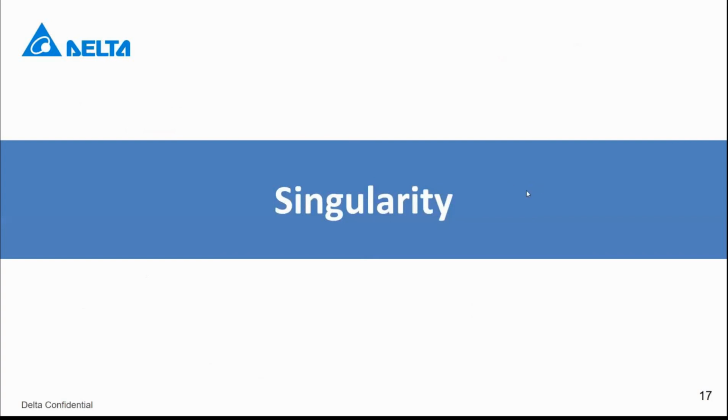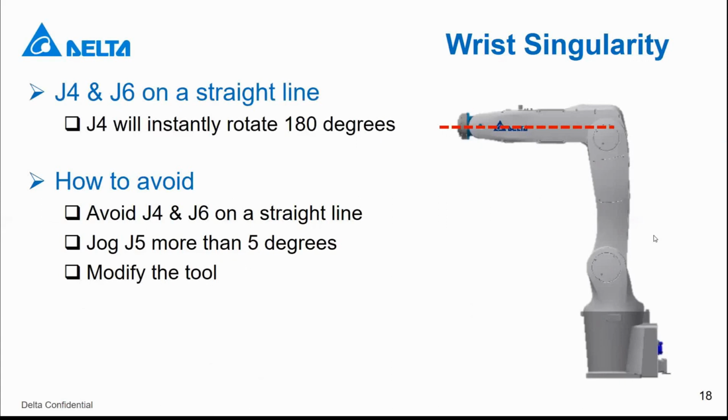So the last part of today is singularity. There are some points that it's better not to let the robot pass by, because it's not good for the motor and mechanical parts. For this part, we'll use a VA as an example.